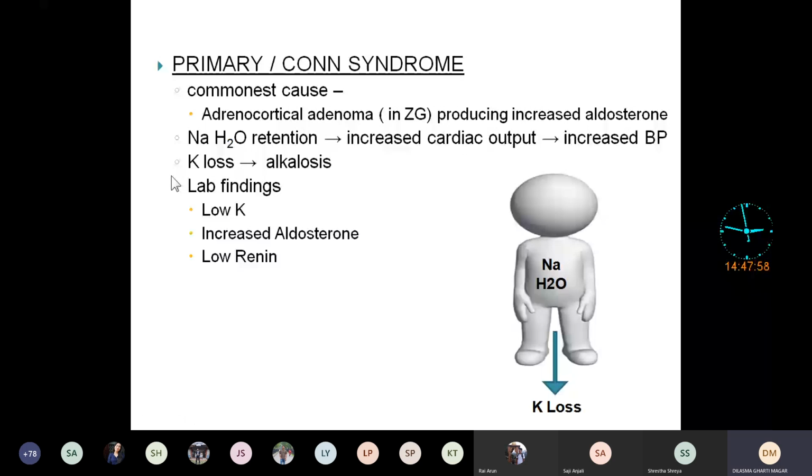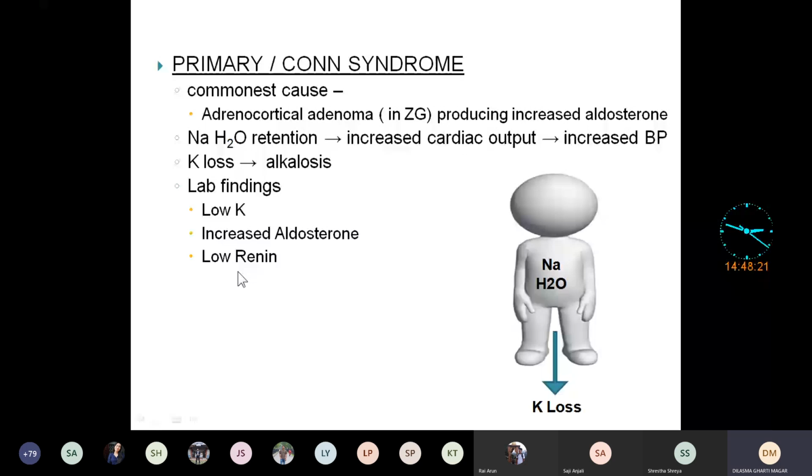Whenever there is more volume and increased cardiac output, the blood pressure will be increased. In exchange for the sodium, there will be potassium loss, so it will lead to alkalosis. In the lab findings, low potassium will be there. Definitely the aldosterone will be increased, and low renin will be there.